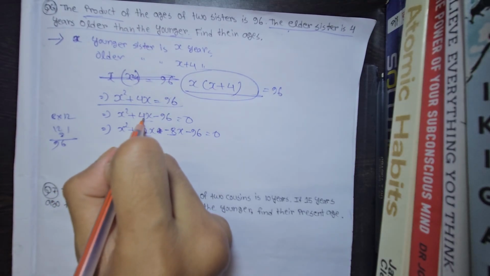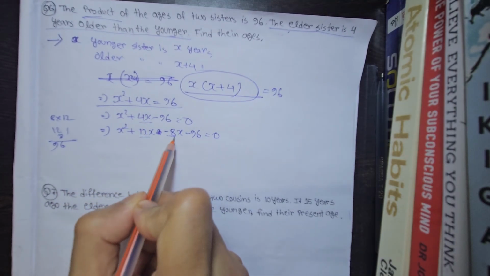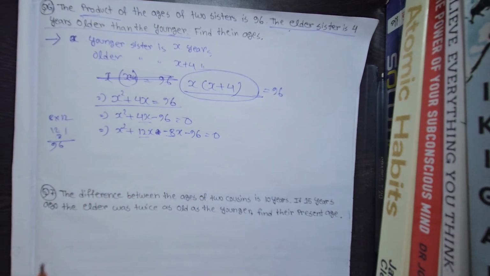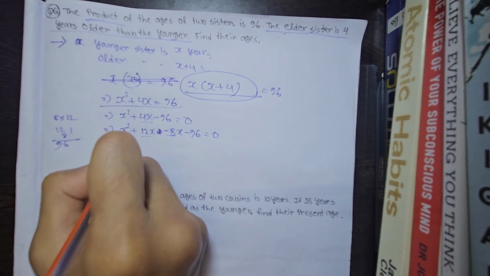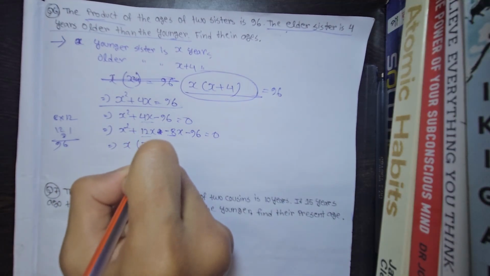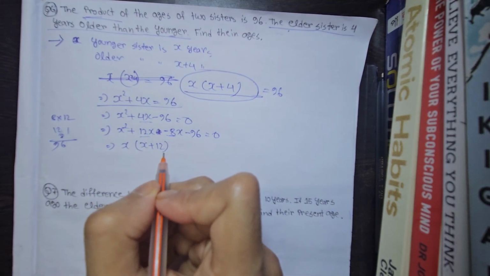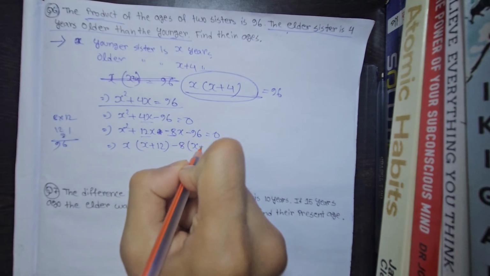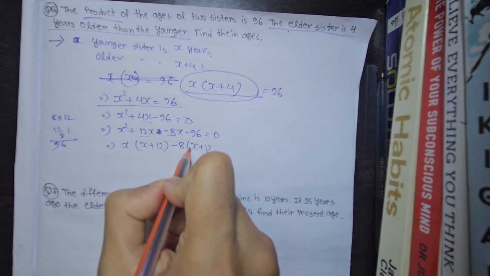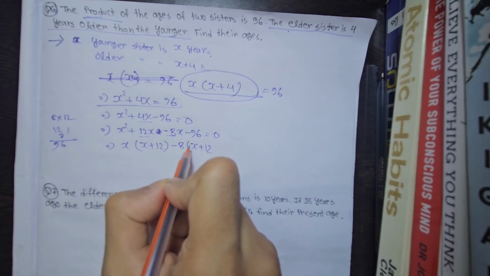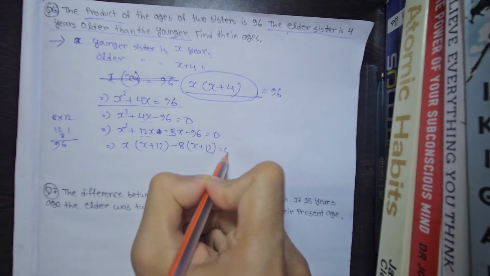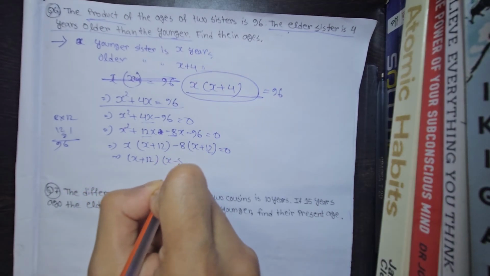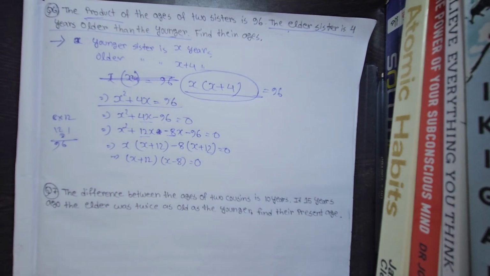So we are not changing this. My plus 12x minus 8x is plus 4x only, but if you multiply them, that comes 96. So we take common x plus 12, and we take common minus 8, which comes x plus 12. For this minus it's coming plus. We'll take x plus 12 as common and x minus 8 as common, equals to 0.